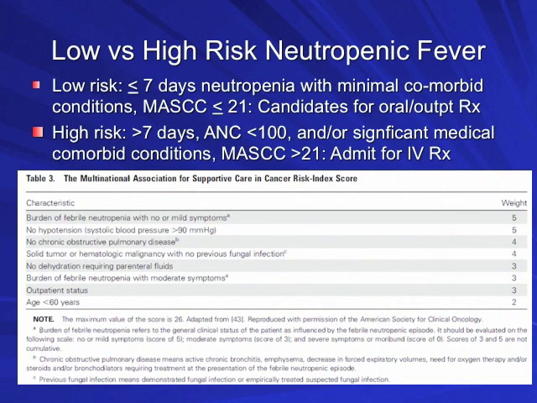Okay, when evaluating a patient for neutropenic fever, you actually divide these patients up into low risk versus high risk. Low risk patients are those with a shorter duration of neutropenia and minimal comorbid conditions, which is summed up in the MASCC score of greater than or equal to 21, which is the Multinational Association for Supportive Care in Cancer Risk Index score. So patients who are at low risk are potential candidates for oral or outpatient therapy, whereas high-risk patients have longer neutropenia, more severe neutropenia, and/or significant medical comorbid conditions, and they need to be admitted for IV therapy.